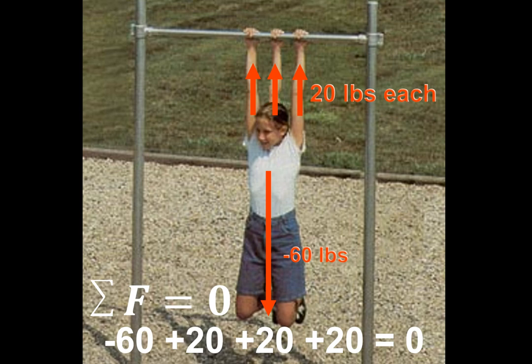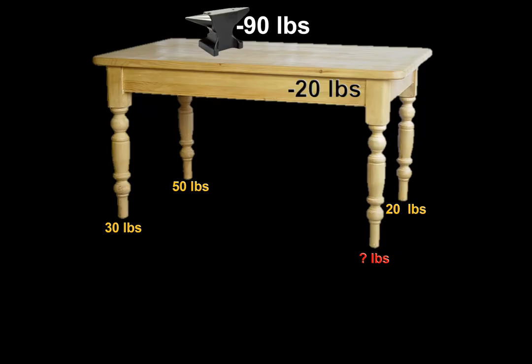That's why knowing the direction matters with force. That's why force is a vector. Because if we just did 60 plus 20 plus 20 plus 20, that's not going to get us 0. That downward force of 60 matters, so it needs to be negative.